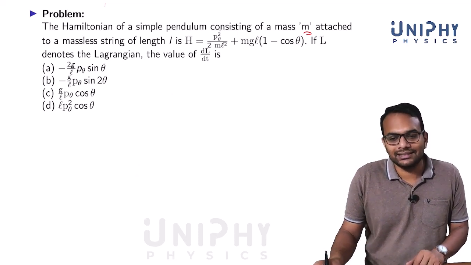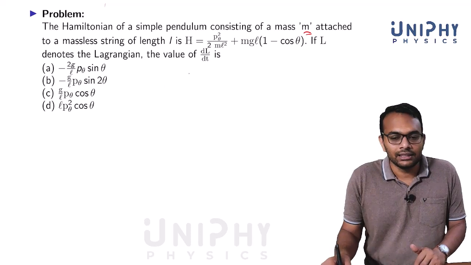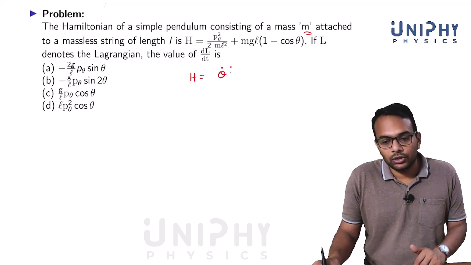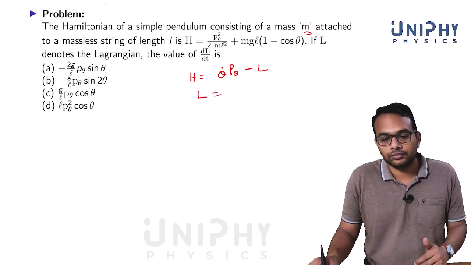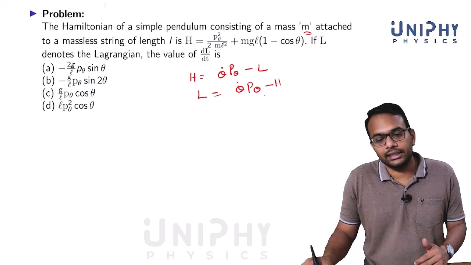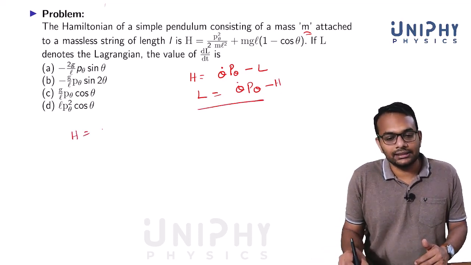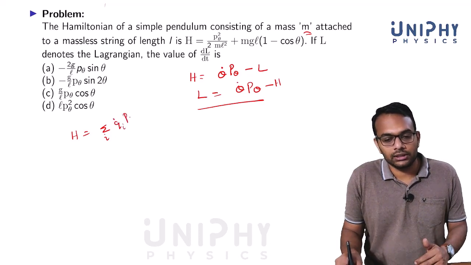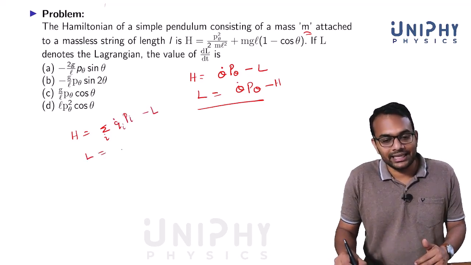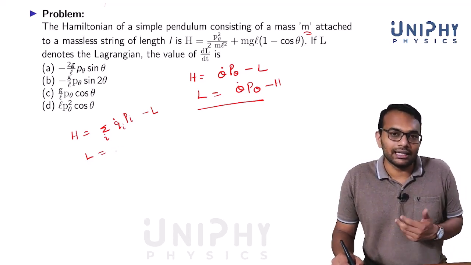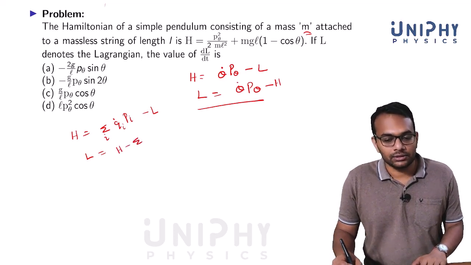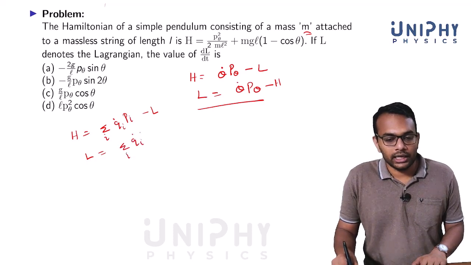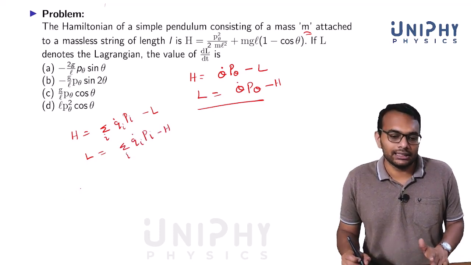We know that in this case there is just one dimension, theta. So we can write H is equal to theta dot p theta minus L. From here we see that L is equal to theta dot p theta minus H. Or generally, H is equal to summation over i of q_i dot p_i minus L, which means that L equals summation over i of q_i dot p_i minus H. You can also use this relation to find the Lagrangian from the Hamiltonian. That's the Lagrangian.